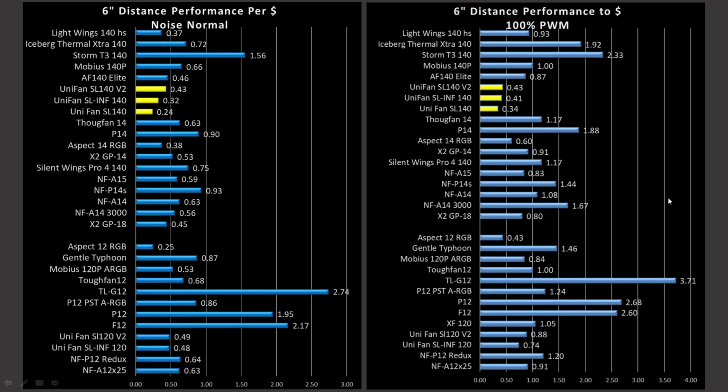Alright, now we're on to value proposition. The SL-INF140 is a $46 fan, as I could find standard retail pricing on Amazon. So that is how the value proposition is calculated for all of these fans, based on standard retail pricing that I could find on Amazon. Note that depending on where you live and pricing, you may need to readjust this value proposition. And that's why I've presented all the data the way I have, so that you can easily recalculate if necessary.